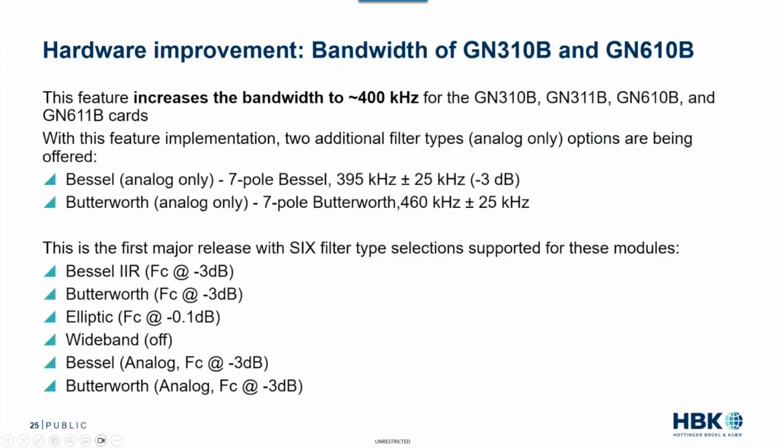There's also been a hardware improvement on the bandwidth of our power modules. So for GN310B, 311B, 610B, and 611B, those are all of our cards that are typically used to measure power. 2 new filters have been added through the firmware change, a Bessel filter and a Butterworth filter, analog only, that expand the bandwidth of those modules. So now, starting with 8.50, when you look at the filter list of options available to apply to the channels, you have 2 new entries on those channels.